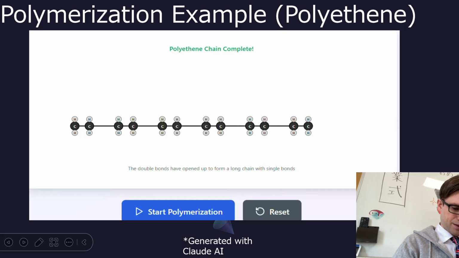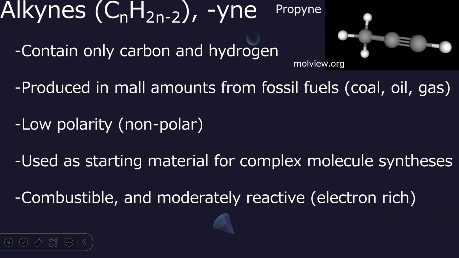All right, anything else? Nope, so that will bring us to the next group, alkynes. Alkynes have the general formula CnH2n-2, the suffix -yne, Y-N-E. Here's an example, propyne. So you can see there's a carbon-carbon triple bond in there for propyne.